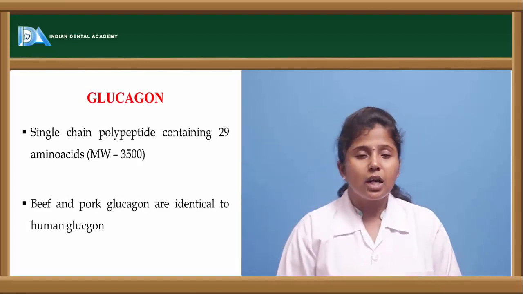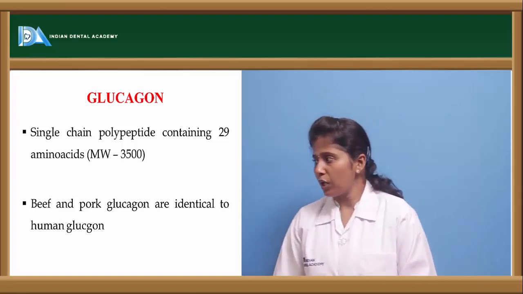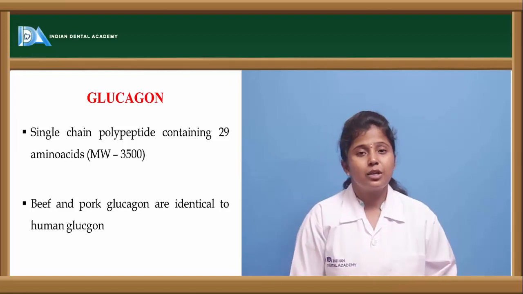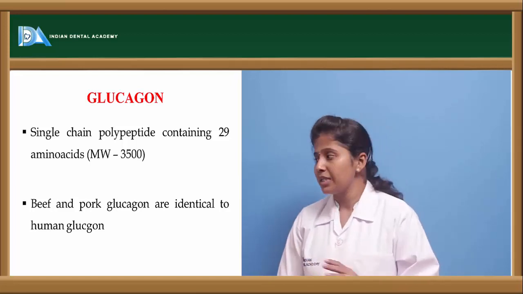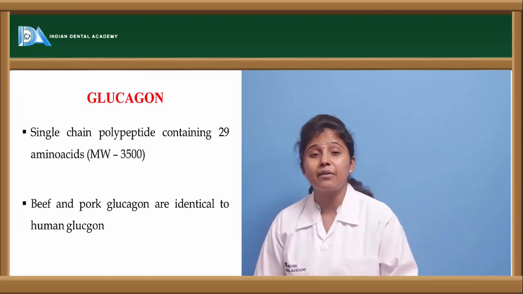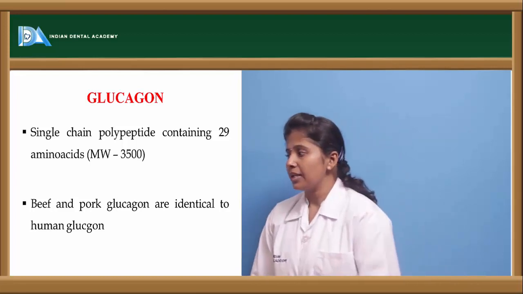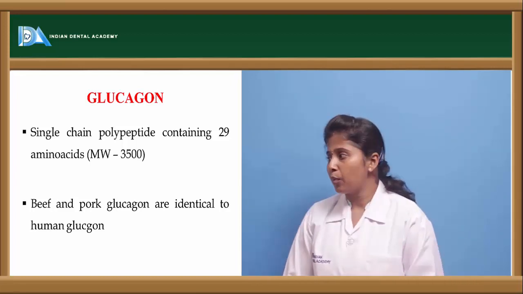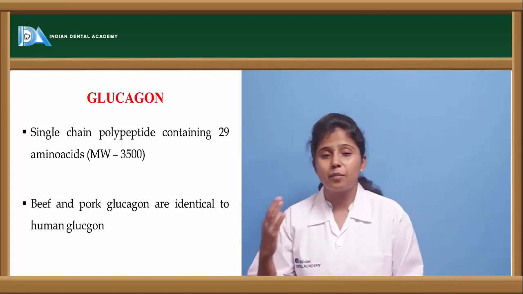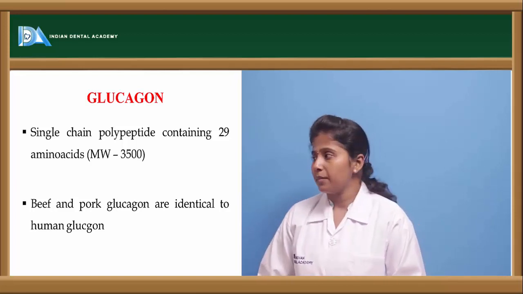The other one is glucagon. Glucagon is a single chain polypeptide containing 29 amino acids, and it has a molecular weight of 3500 daltons. This is obtained from beef and pork, and thereby the human glucagon is prepared.